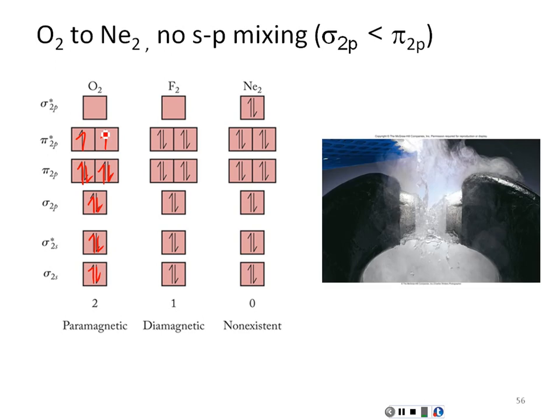And here's just a picture used by your book to show that oxygen is in fact magnetic. Here we have liquid oxygen being caught in the poles of a magnet. And hopefully I'll try to show you a video of this in class.